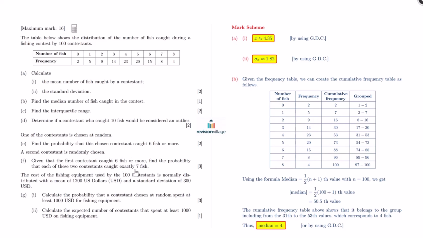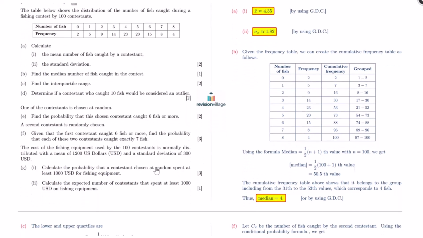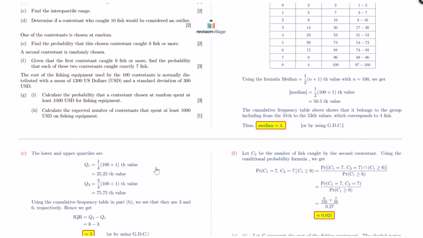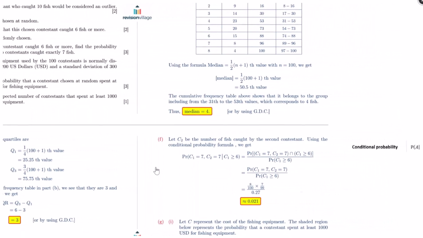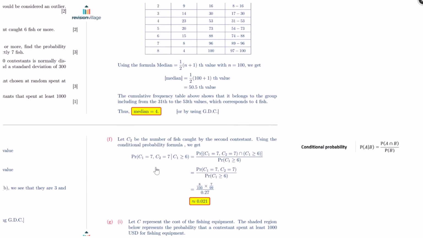Okay, so given that the first contestant caught 6 fish or more, find the probability that each of the first 2 contestants caught exactly 7 fish. Let's have a look at the solution here. I'm just going to go across because I have the conditional probability formula. Let's just touch on this conditional probability formula here. So probability of A given B, that's what this vertical line here means. It means given. So probability of A given B will be equal to the probability of A and B occurring divided by the probability of the second letter here, B.